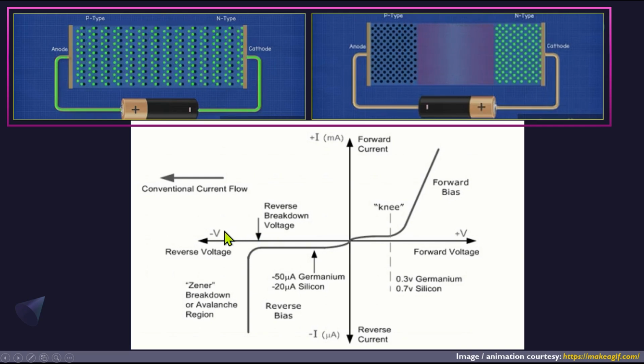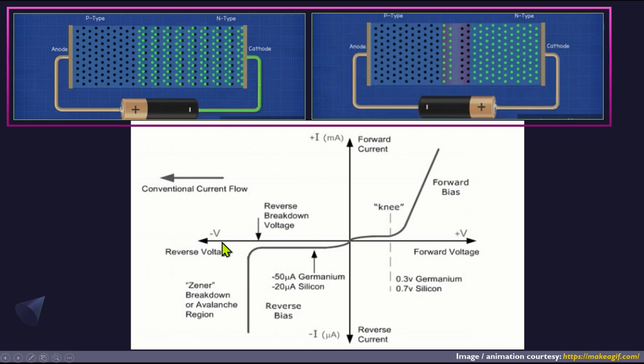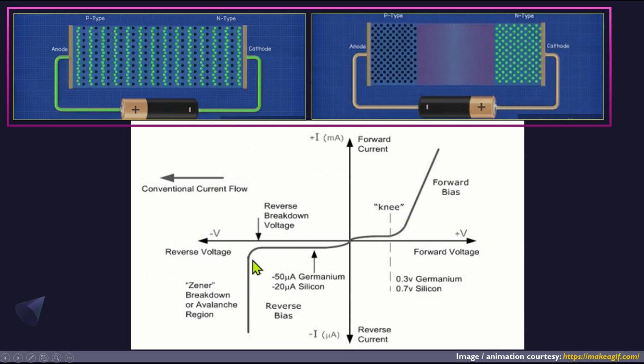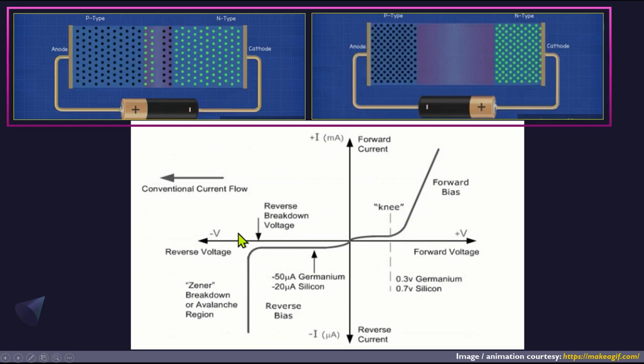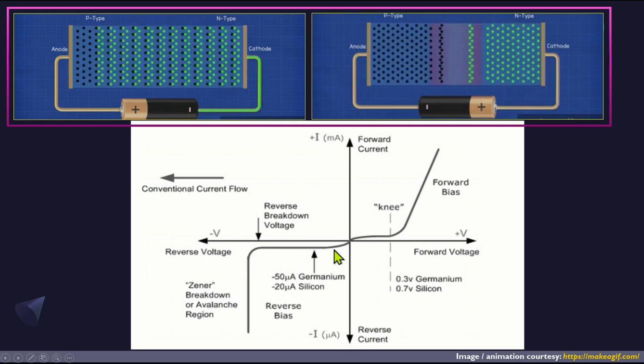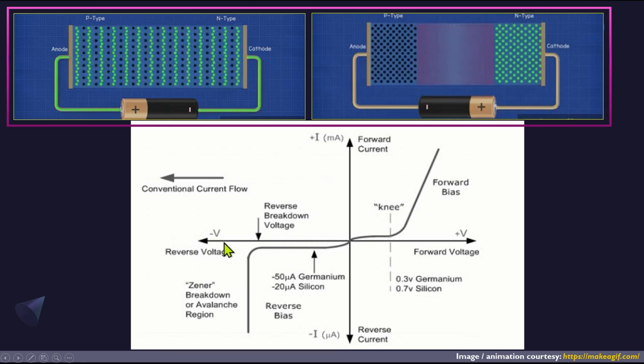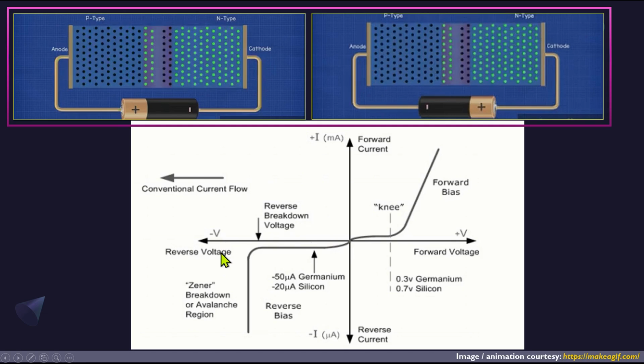So the Zener diode is used for working in the reverse bias condition only. It is not that we cannot work in the forward bias, we can definitely work in the forward bias, but basically the application of the Zener diode is for working in the reverse bias condition.